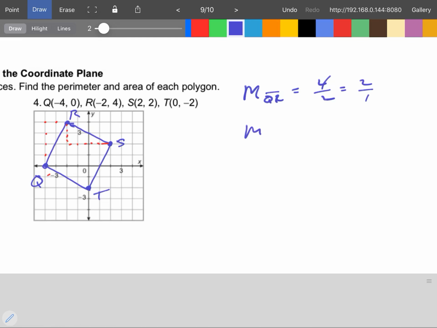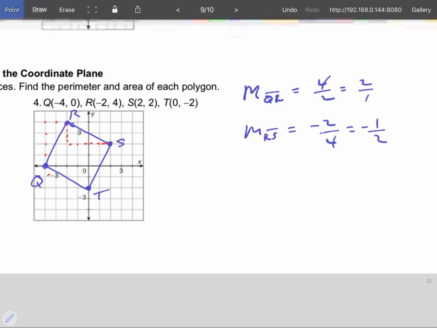And the slope of RS, segment RS, that was down 2, right 4, which would be negative 1/2. And then hopefully you guys remember that if these slopes are negative reciprocals of each other, so, oh, hold on, I'm off the screen here a little bit. These slopes are negative reciprocals of each other. One's positive, one's negative, and then you just flip them over, right? They're just reciprocals. If that's true, then that's got to be a 90-degree angle at vertex R.